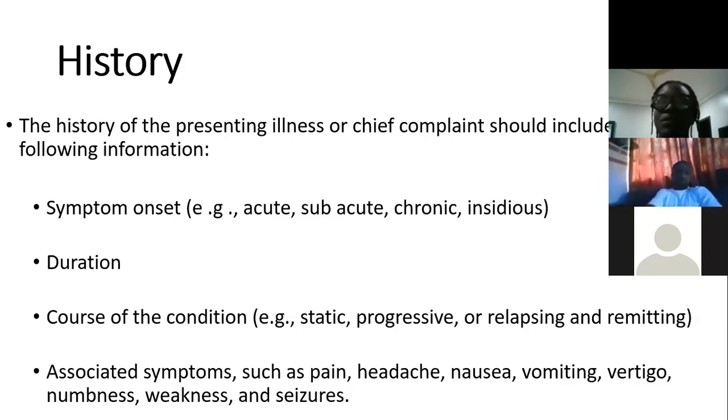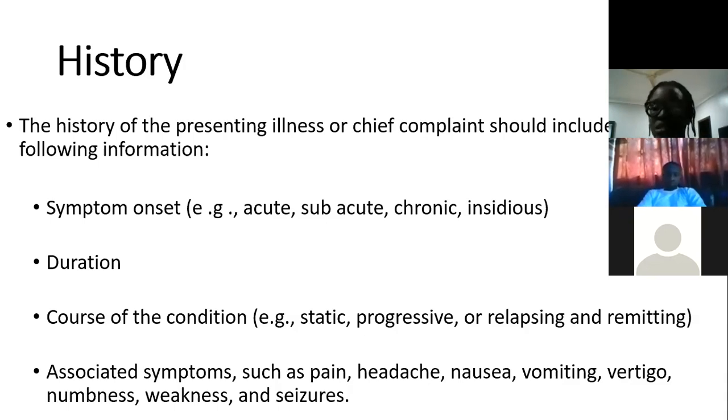A sudden onset of headache of a day's duration associated with seizures and fever could indicate meningitis. But headache of maybe a month's duration, which is chronic, can indicate a brain tumor, for example. Then the course of the condition is also important. Does it remain the same, so is it static? Or is it getting worse, that is progressive? Or is it relapsing and remitting? So it comes and goes.